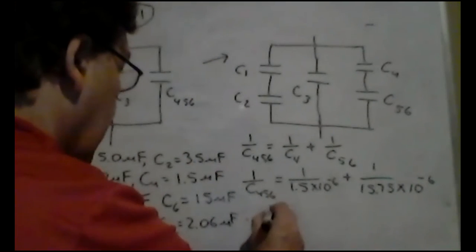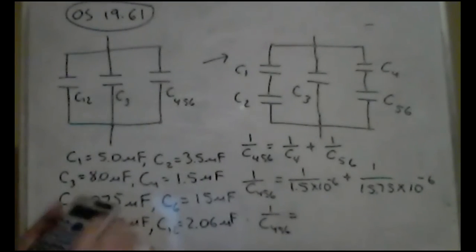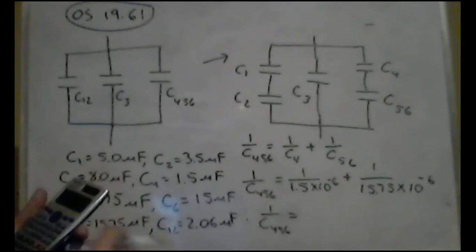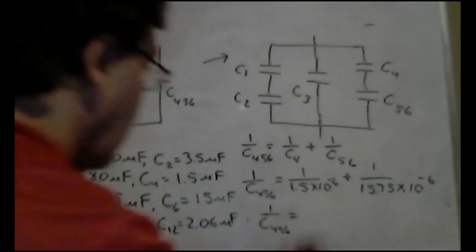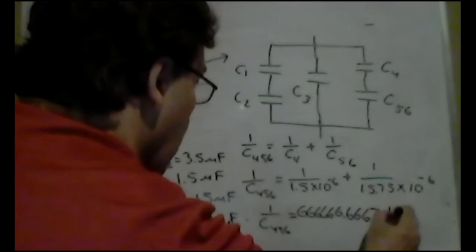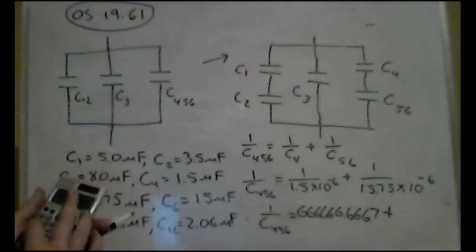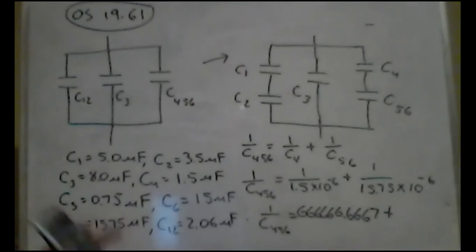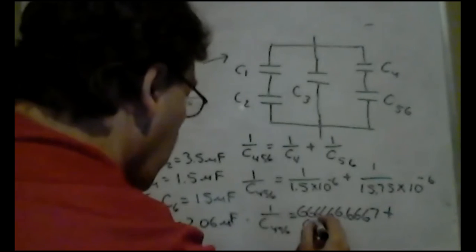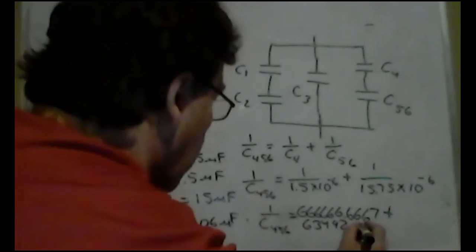So again, in my calculator, 1 over C456, big numbers. So again, 1 divided by 1.5 times 10 to the negative 6, I get 0.6667, so 666,666.6667, plus 1 over 15.75 times 10 to the negative 6. I get some other big number. I'm just writing this for effect. Plus 63,492.06349.